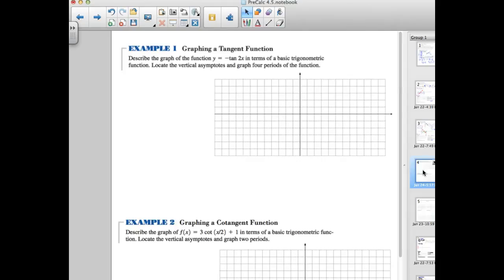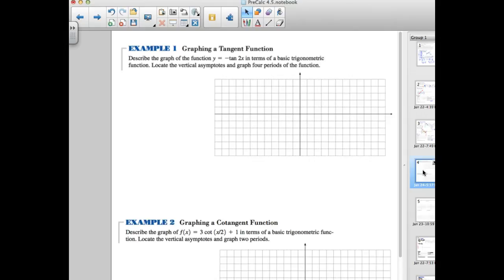So we want to graph some of these. I know this is what you've been waiting for, right? First one says, describe the graph of the function y equals negative tangent of 2x in terms of a basic trig function, locate vertical asymptotes, graph 4 periods. They're making us work hard on a Friday. Don't worry, you won't have to graph 4 for everything.